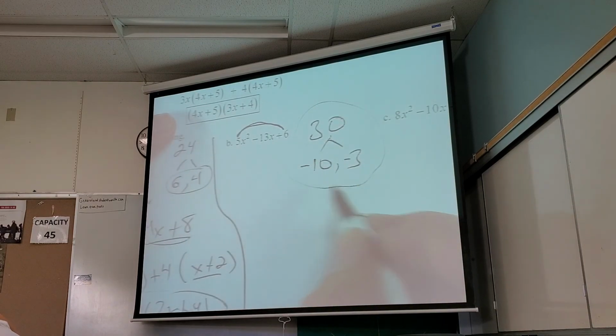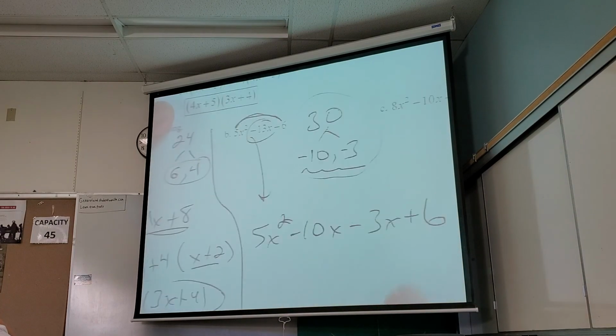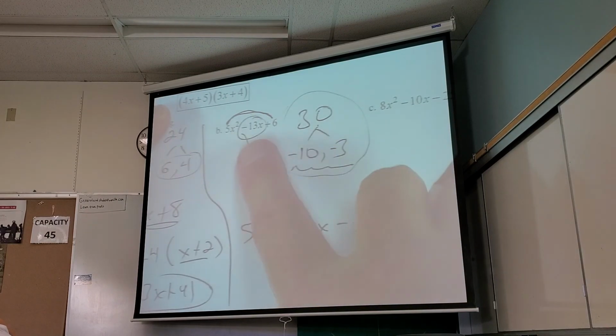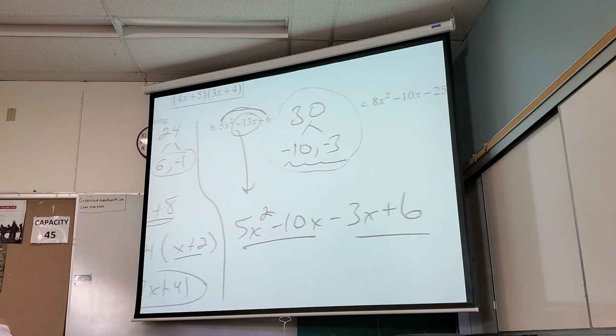So how do I use this information? 5x squared minus 10x minus 3x. So I just rewrite this in terms of those two. Don't forget the x's. They have to be there for this to make sense. And then you just group. And at this point, maybe you still don't fully understand grouping, but it's got to be relatively easy compared to the other stuff we've done. Right? Grouping should be relatively easy.